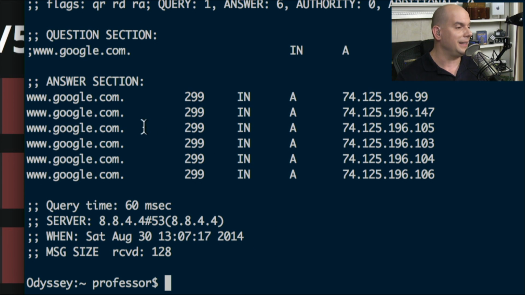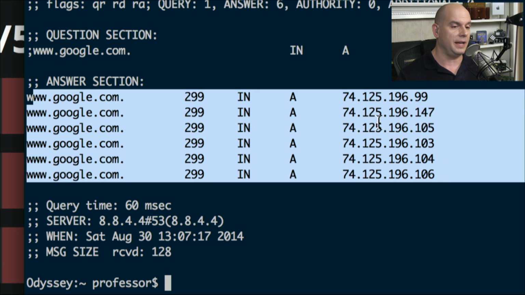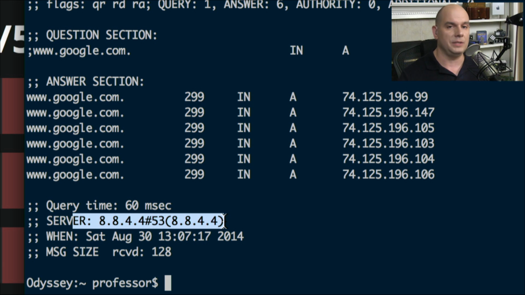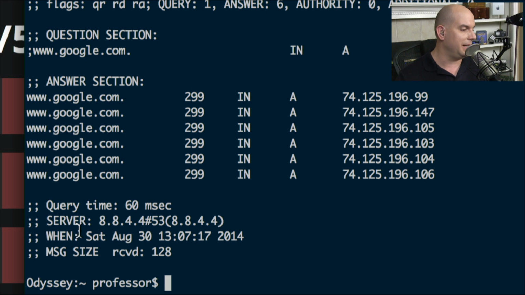And you can see Google's got a lot of machines. They just don't have one big server that has everything on it. They happen to have multiple IP addresses. I had no idea. And it told me that, yeah, there's a lot of Googles out there you can go to, 74.125.196.99. This query took 60 milliseconds on server 8.8.4.4, which happens to be Google's DNS server, because that's what my machine is set up for, on Saturday, August 30th at 1:07.